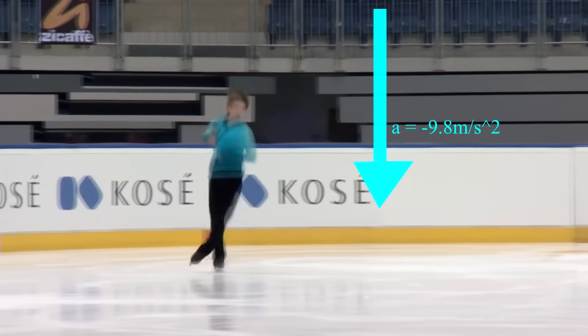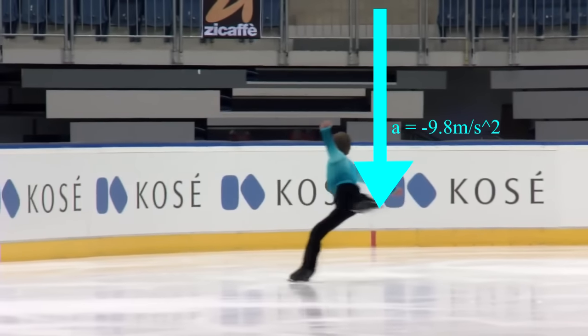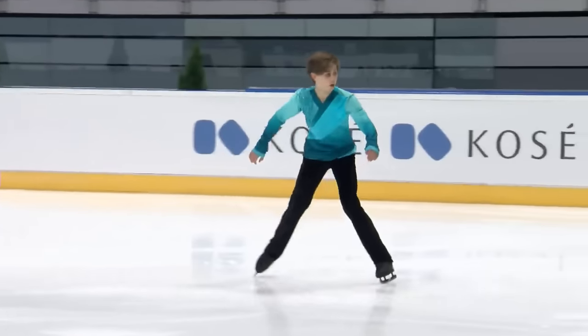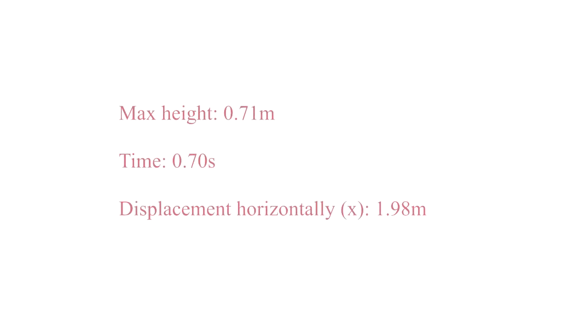The only acceleration I experience in the y is the acceleration due to gravity, which is negative 9.8 meters per second squared. In the x, I have a constant speed that I generated on the approach. This proves to be projectile motion because there is no horizontal acceleration. So after data collection, I know that I will reach a maximum height of 0.71 meters and it will take me 0.70 seconds to achieve.